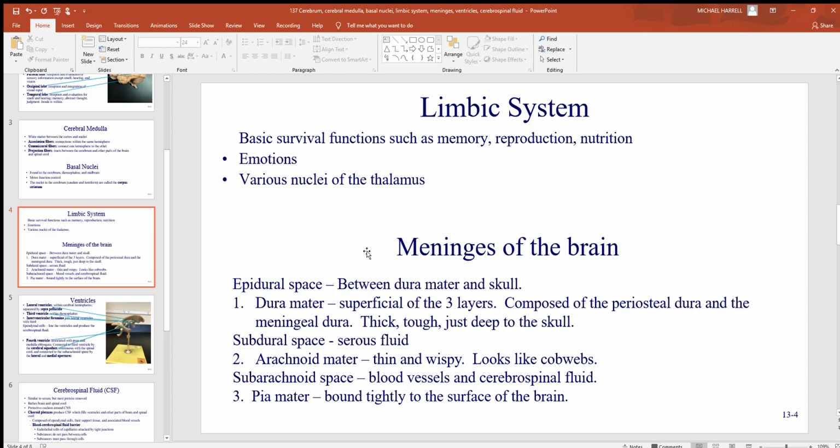Below that, we see the meninges of the brain. Now you'll see these meninges, these connective tissue layers around brain and spinal cord.